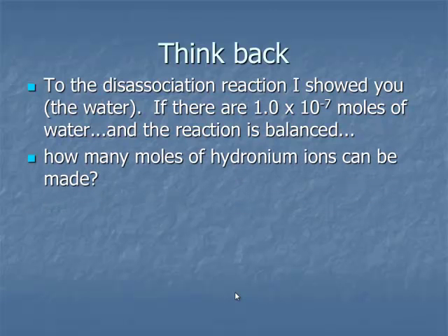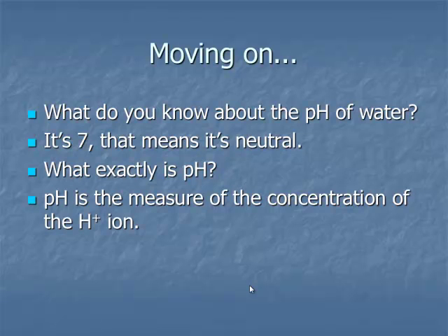And remember, the reaction is balanced. Every time you make a hydrogen ion, you will also make a hydroxide ion. So then, some of you are already thinking on the right track. What is the pH of water? Well, it's 7. And we know that a pH of 7 means that the solution is neutral, water is neutral.